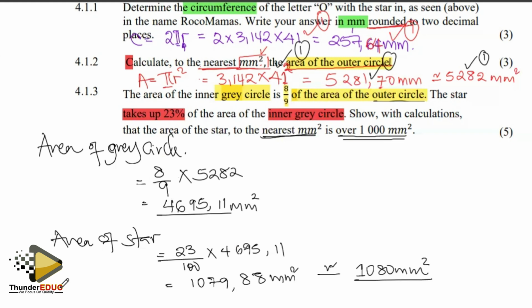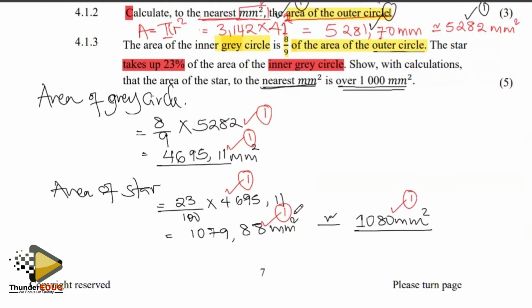Definitely, this is straightforward. You are looking for the area, that gave you a mark. Did you get the right answer? You get another mark. Coming down here, you analyze that I need now to look for 23% of the area that I've got. That's another mark. Did you get the right answer? That's another mark. Did you round to the nearest? That's another mark. This is how the 5 marks were got. Don't get scared. Always read through the sentence and say that makes sense to you.